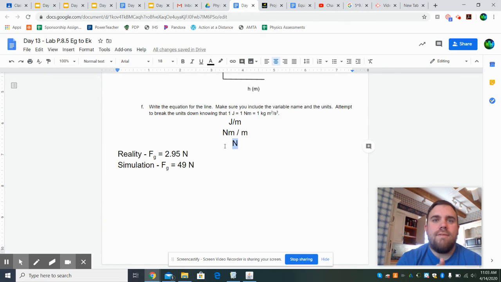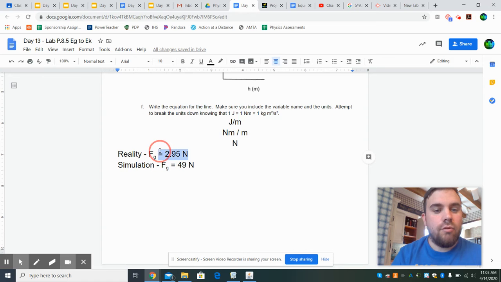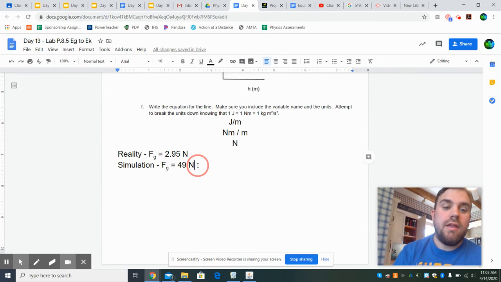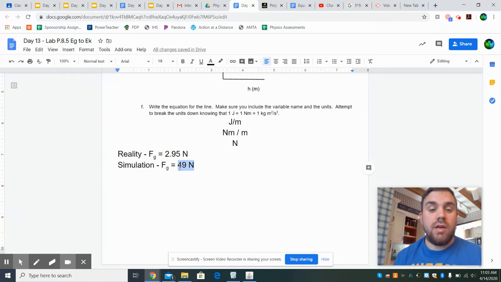The force of gravity. Oh, if only we would have measured that from the beginning. Oh, wait, we did. We measured the mass in kilograms. We took the mass times 9.8 to get the weight, which is the same thing as force of gravity, and we got this. In reality, I got the force of gravity of the ball to be 2.95 newtons. In the simulation, because I used a 5 kilogram object, 5 times 9.8 is 49 newtons.